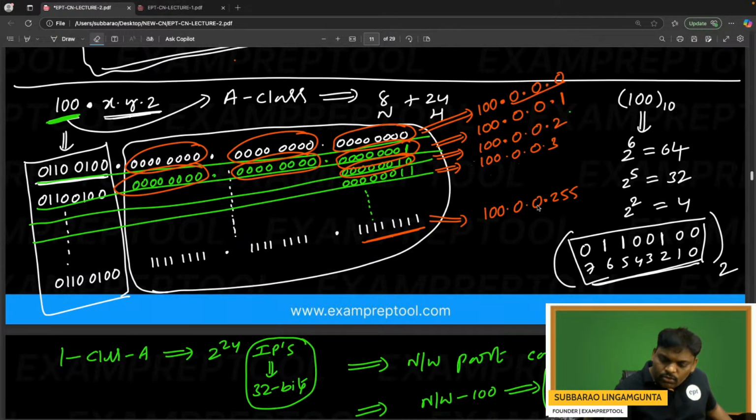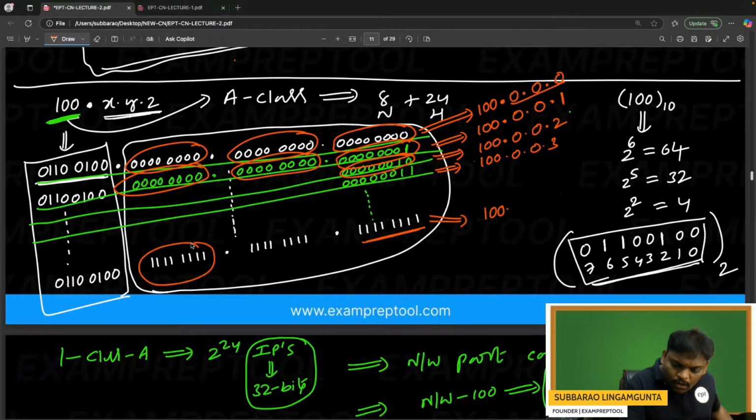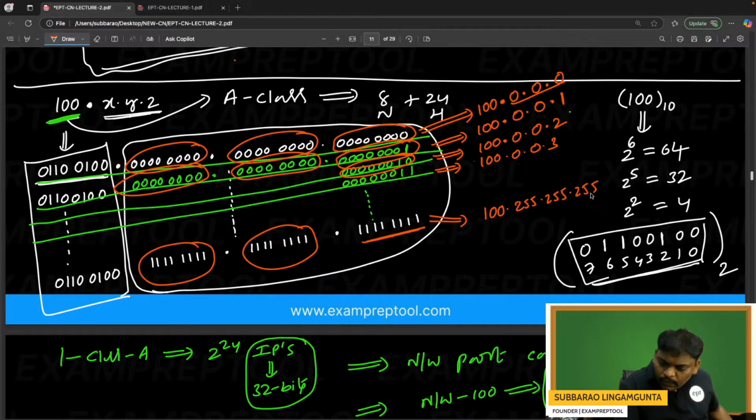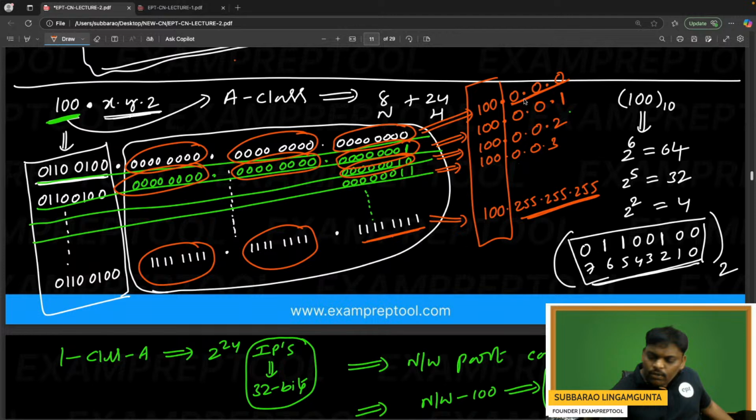All zeros to all ones. All ones means 255, 255, 255. So remember, the network part is fixed, and the host part goes from all zeros to all ones. Remember, every IP contains 32 bits.